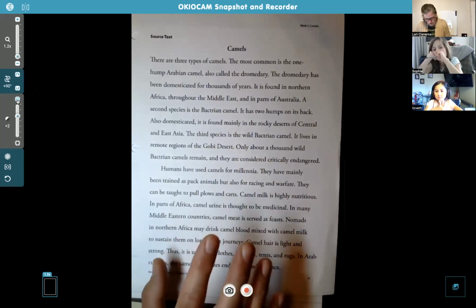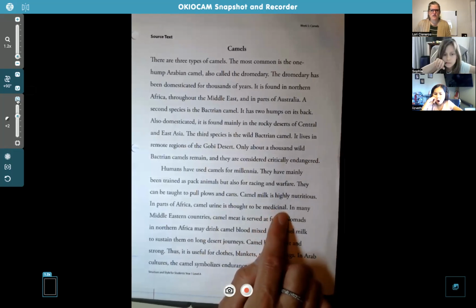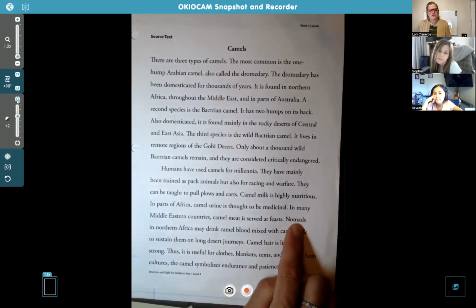Okay. So then the other one is this M word here, medicinal. And I see the word medicine in there. So medicinal means it's like medicine. It helps you heal, like medicine. Okay. Nomads, that word means wandering, like you don't have a home, you just travel all the time.